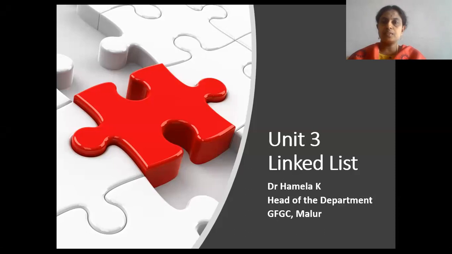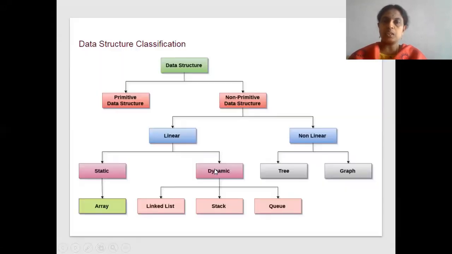Today's class we will start with our third chapter. The title given for unit 3 is linked list. This concept is something new which you have not come across in your previous semester. To get a basic idea about linked list, let us discuss the classification of data structure.